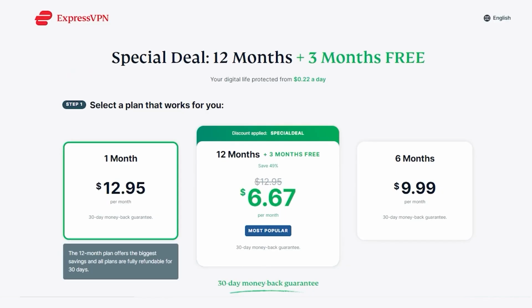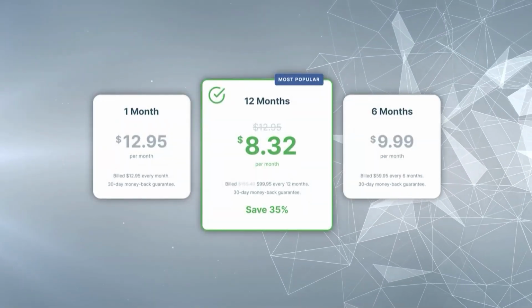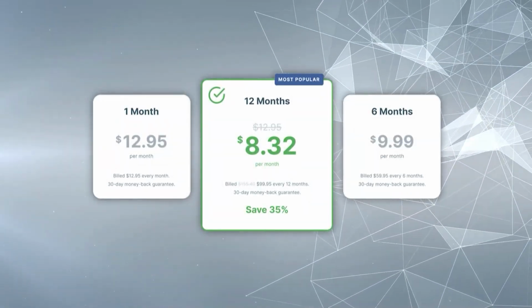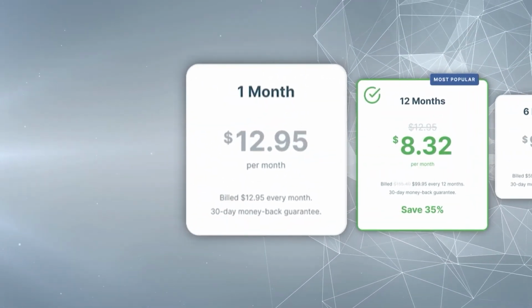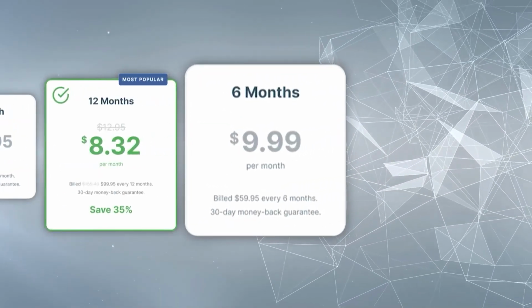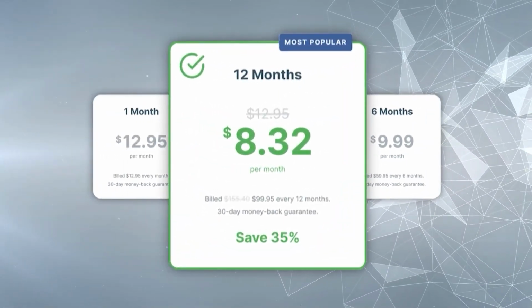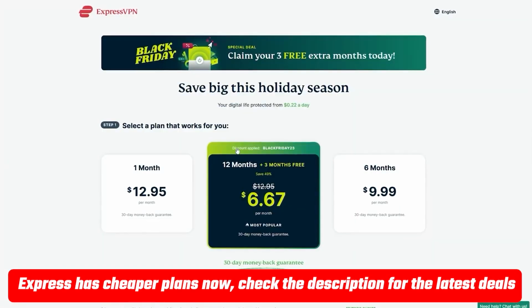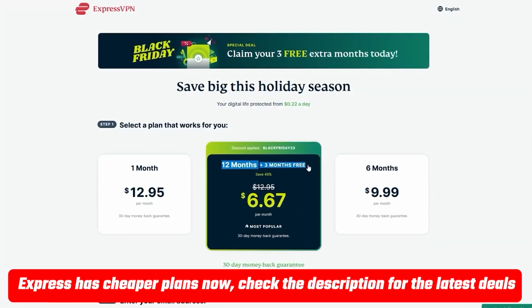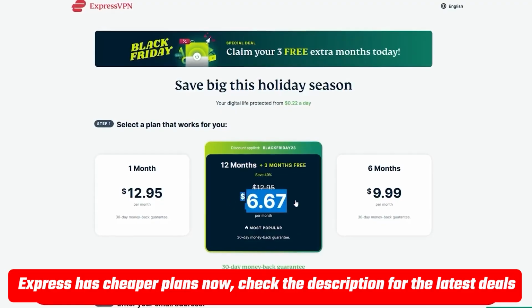And to help you figure out which plan you should go for, generally you want to go for the long-term plans with VPNs, and I'll explain why. So for example, ExpressVPN gives you three plans to choose from. There's a month at a time plan for $12.95 per month, a 6-month plan for $10 per month, or a 12-month plan for $8.32 per month. However, if you use the link in the description, you get 3 months free, and so the 12-month plan drops down to $6.67 per month.